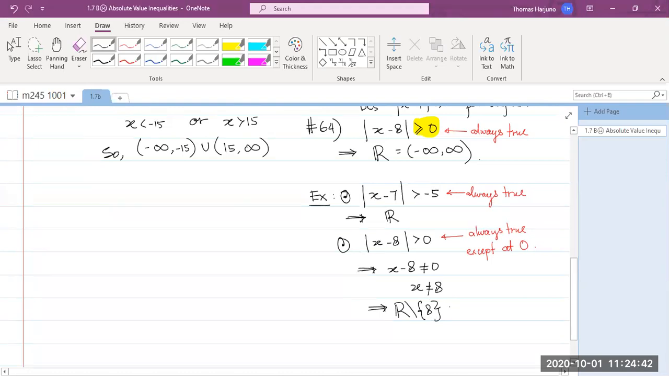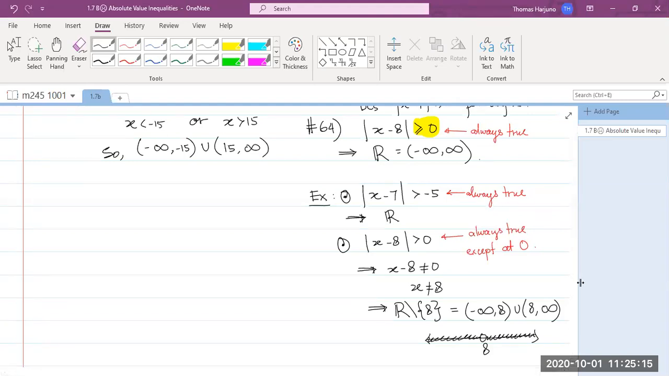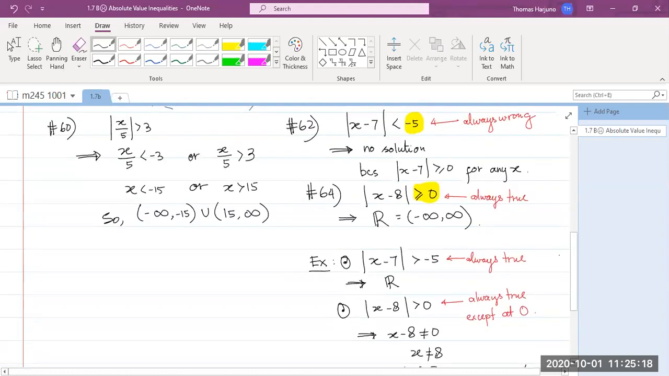Or if you write it in interval notation, that would be negative infinity up to 8, parentheses, union 8 to infinity. Number line wise, it's everything except 8. So for this type of question, if the other side is not a positive number, like 0 or negative numbers, then you need to wear your thinking cap because it's more of a conceptual problem instead of a computational problem.